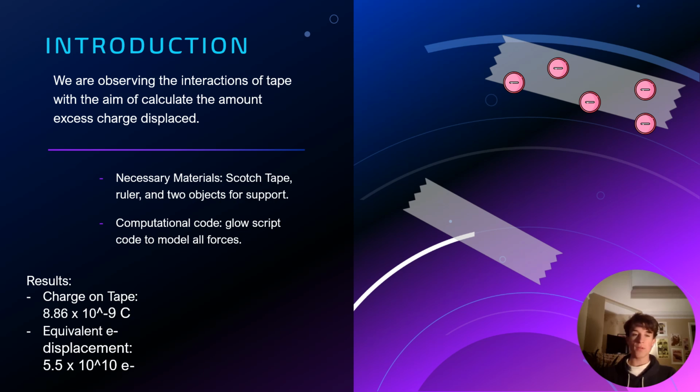The results we got were a charge on tape of 8.86 times 10 to the negative 9 coulombs, and this is equivalent to 5.5 times 10 to the 10 electrons.